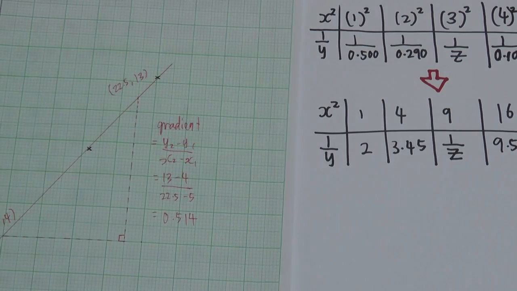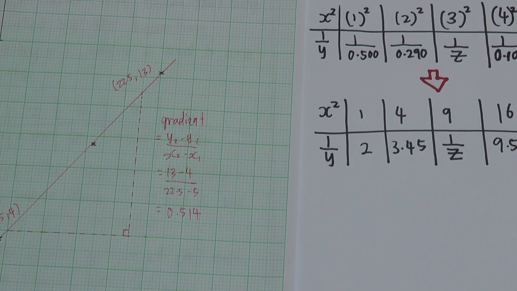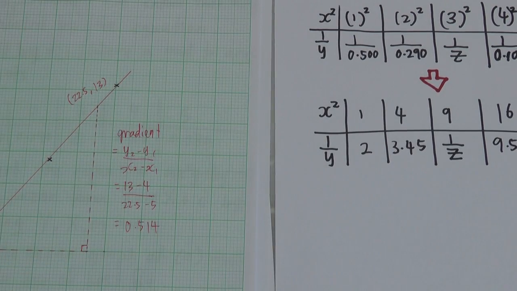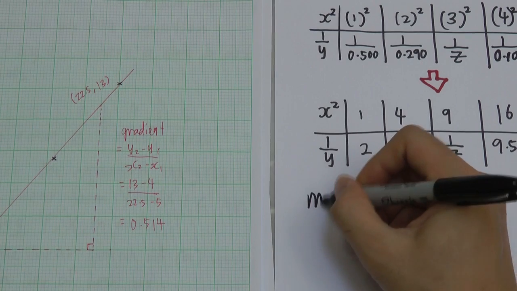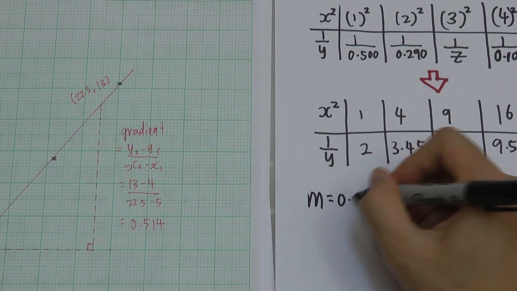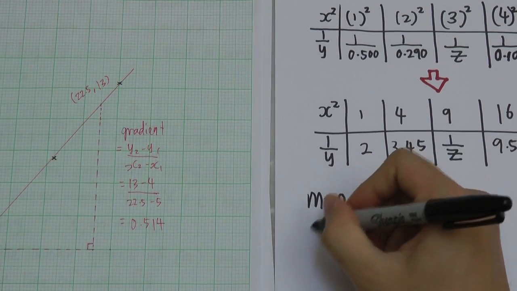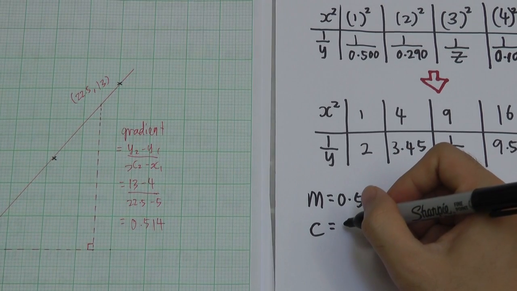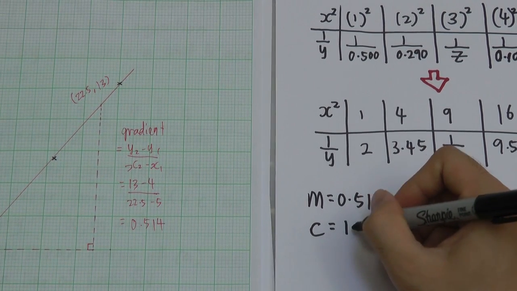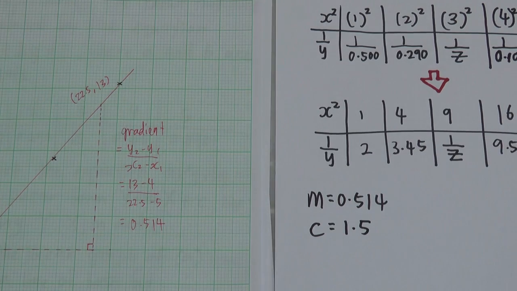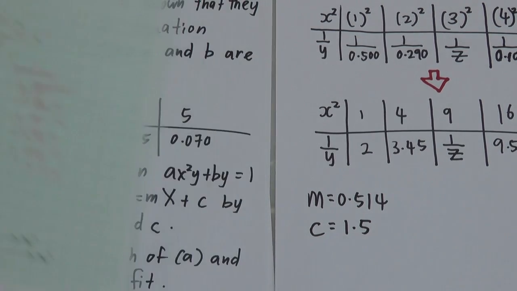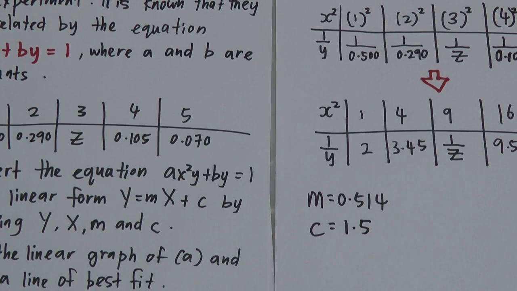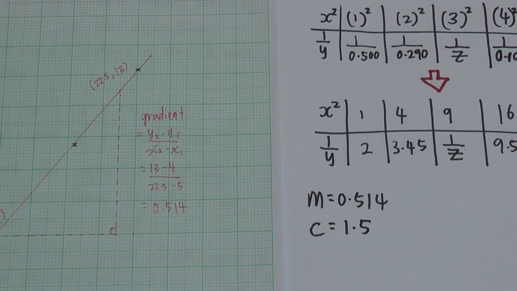Okay. So I'm going to mark down the information I have over here into this paper. From here, I know that my gradient equals 0.514, and my y-intercept, not even the vertical intercept, is 1.5. Of course, later in this question they will also ask you to find the value of z. After you draw the graph, you can actually find it straight away.